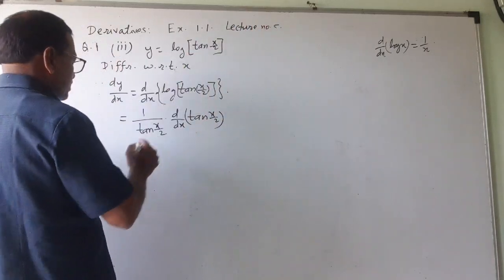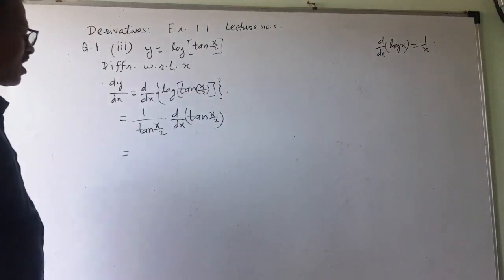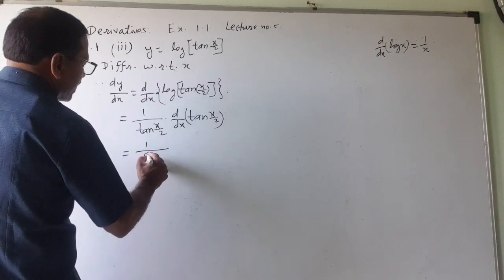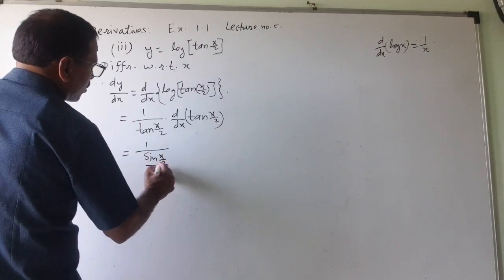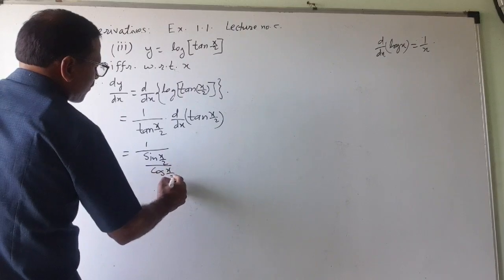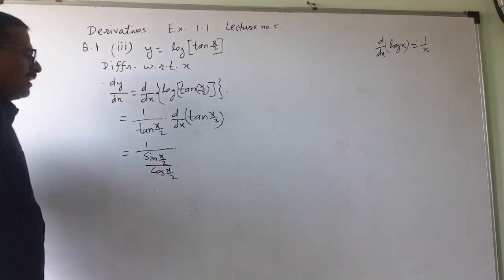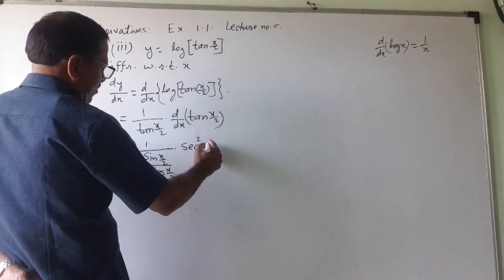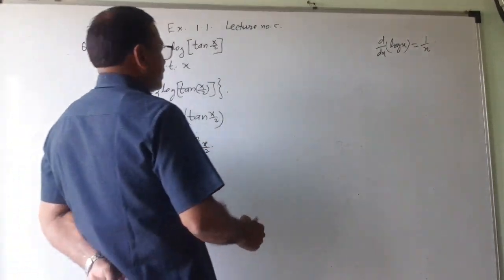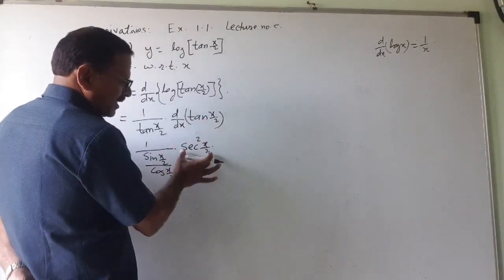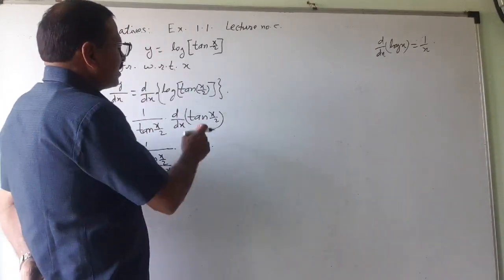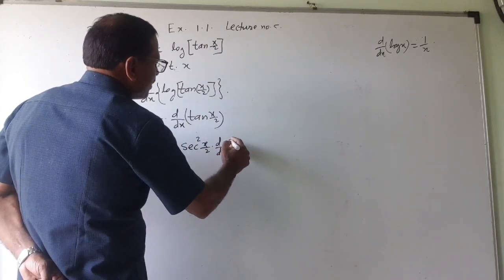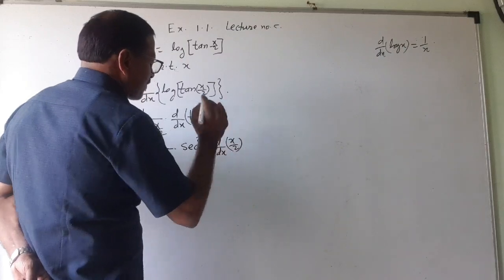Go in the sequence. That is equal to, tan means what? Sine upon cos. That also I will find. Tan means sine x by 2 upon cos x by 2, into the derivative of tan, which is sec square x by 2. d by dx of tan x is equal to sec square x by 2. Now it is not x, it is something else. So once again multiply by the derivative of x by 2.